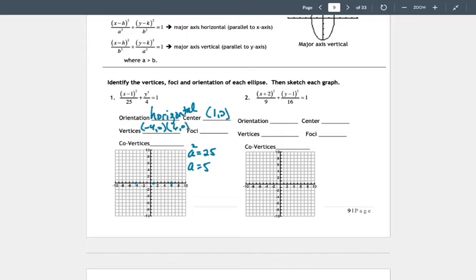My covertices come from the b value. The b squared is 4, so the b value is 2. So from the center, I'm going to go up 2, and I'll go down 2, and those are the covertices. So they're at 1, 2, and 1, -2. Okay, so now I can graph my ellipse.